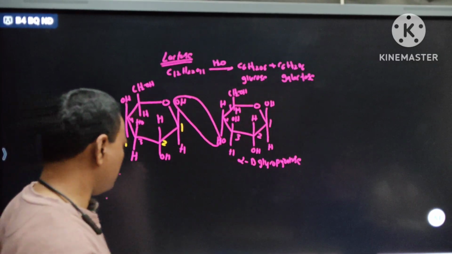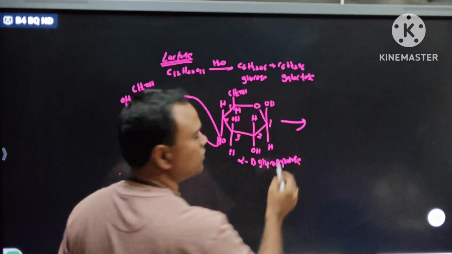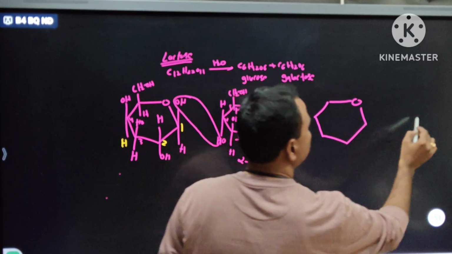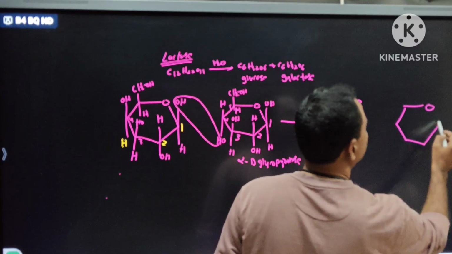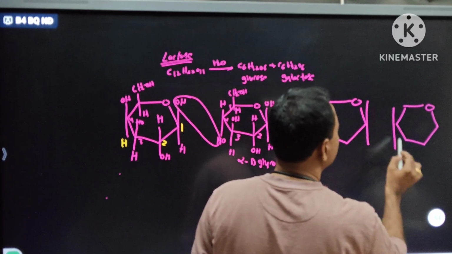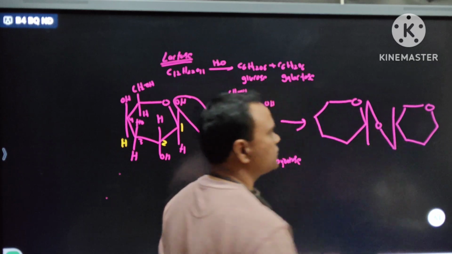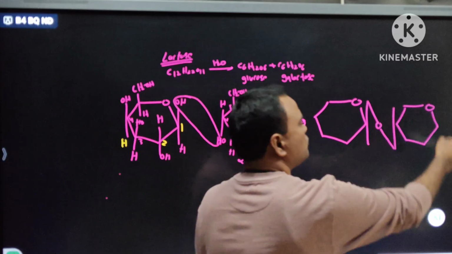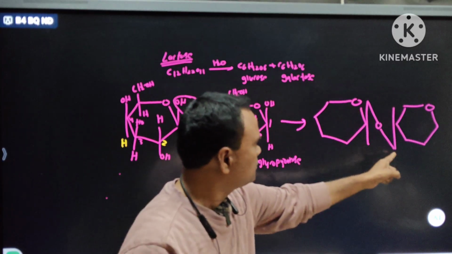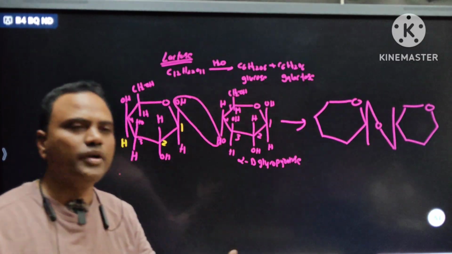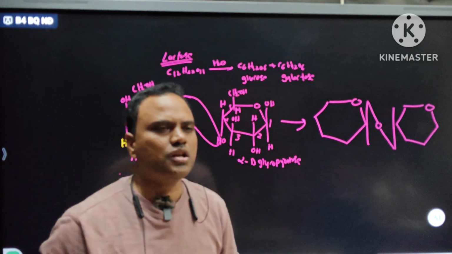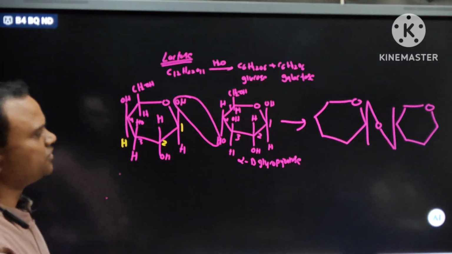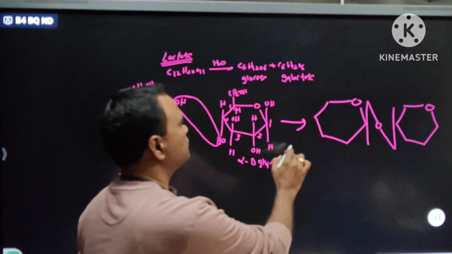I am not writing the product after removing water. You can draw the links like this. In the exam, links will come like this. Remaining structures are the same. The link will come like this. You have to identify which of the following structures represents lactose.